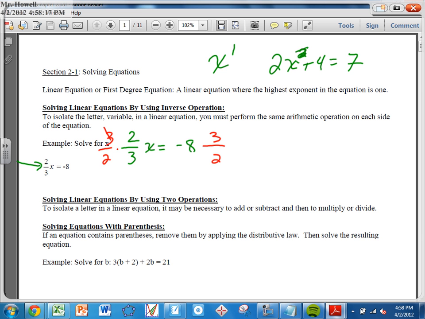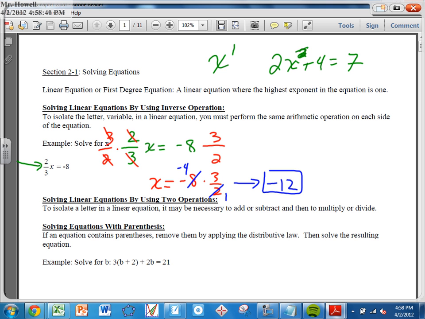So we'll see that our 3's will cancel, our 2's will cancel. We're left with an x there. On the right-hand side, we're going to have -8 times 3/2. Well, either you can multiply the -8 and the 3 and then divide by 2, or I could reduce initially. I'm going to choose to reduce. I'm going to make this -4, make that a 1, and then end up with -12. So in this case, x is -12.